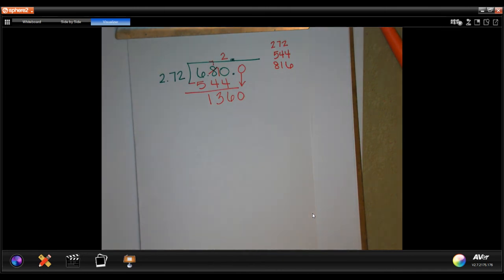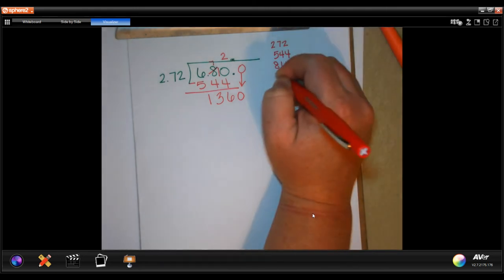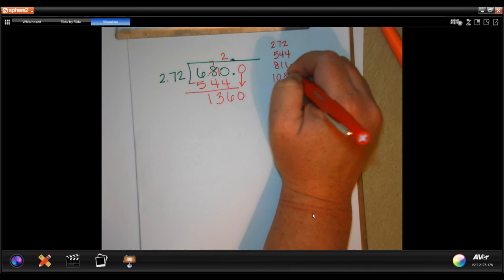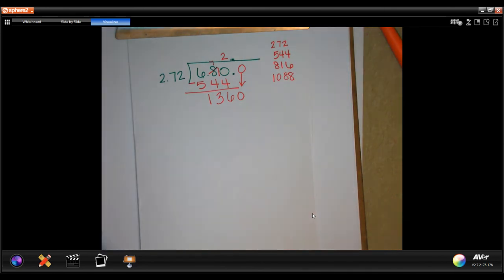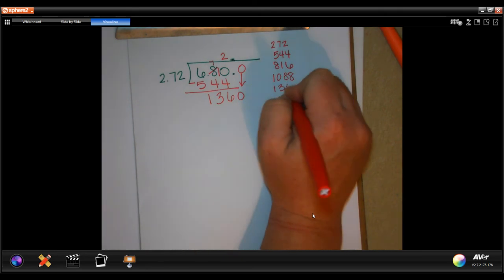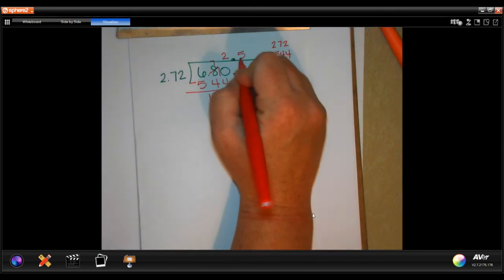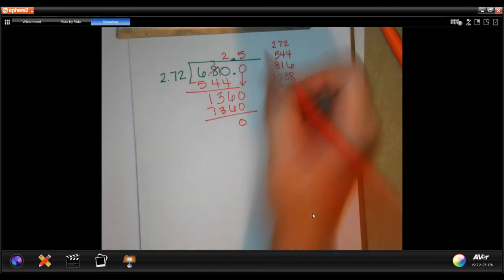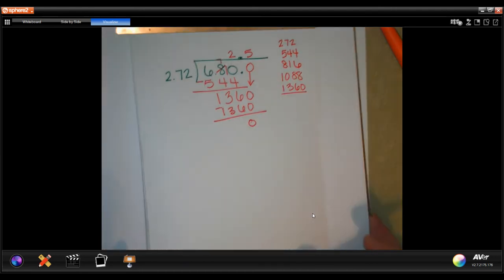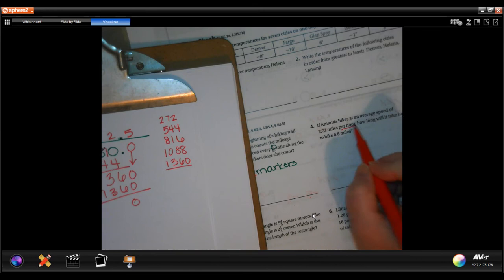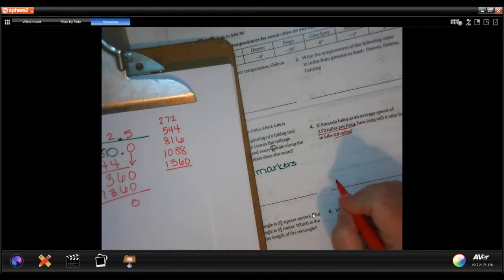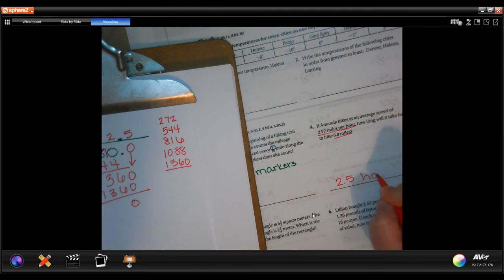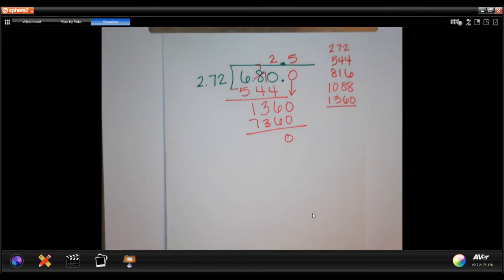And then I'm going to do 272 times 4, which gets me 1,088. 272 times 5 is 1360. There we go. So 5, 1360, subtract, 0. So 2.5 hours. It's being measured in hours. Write your work down, pause it, do whatever you need to do, write it down.